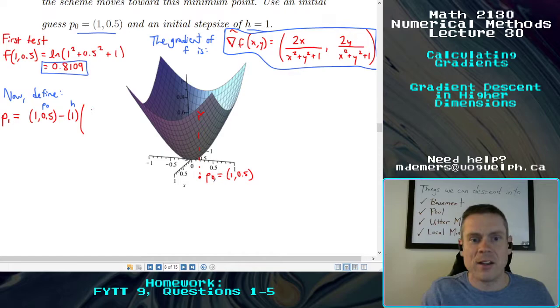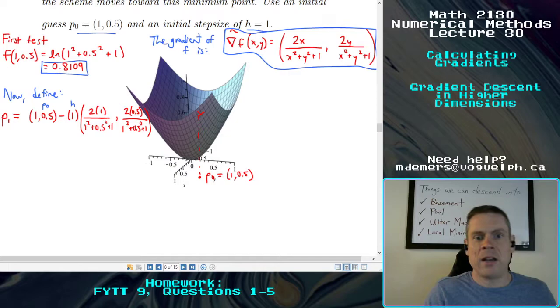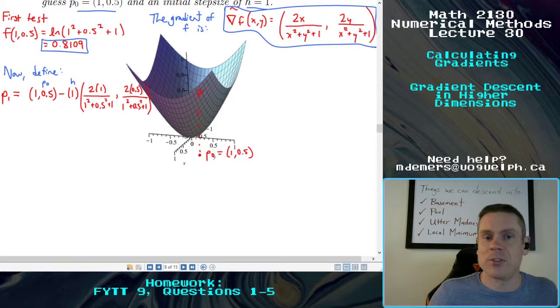So it's going to be 2 times 1 over, I'll write it out, 1 squared plus 0.5 squared plus 1. And then 2 times 0.5 over the same quantity. I kind of moved in a little too close to the picture of the surface there. Also, just so you know, I produced that surface picture using Maple software. If you're ever interested in learning more, it has some cool functionality. I need to divide this by its own magnitude.